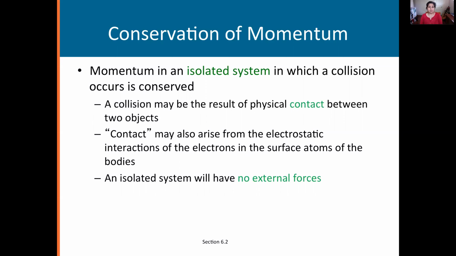The collision may be a physical collision, or the objects may simply come close to each other and have sort of electrostatic contact. In your case, it will always be a physical contact, so you'll have actual masses which collide with each other. There can then be no external forces. That means all the forces have to be within the system. They have to be internal to the system.